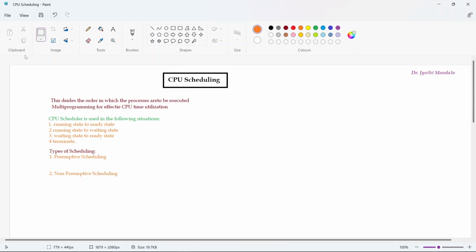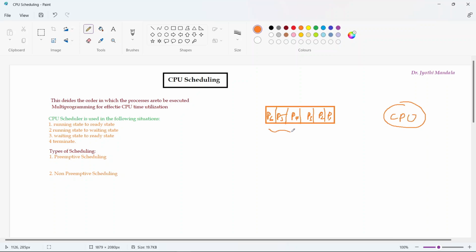Now let us consider a scenario where, from the ready state or the ready queue, we have multiple processes available. Let us consider we have processes P1, P2, P3, P4, P5, P6 available. Now this is our running state, which is our CPU. One among these processes will be selected, and which one depends upon the type of the algorithm.